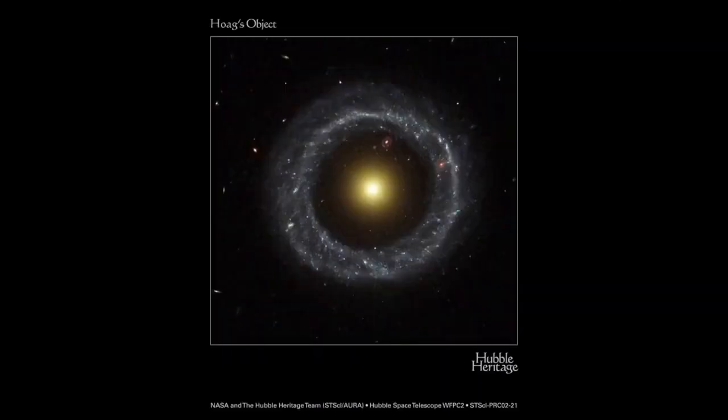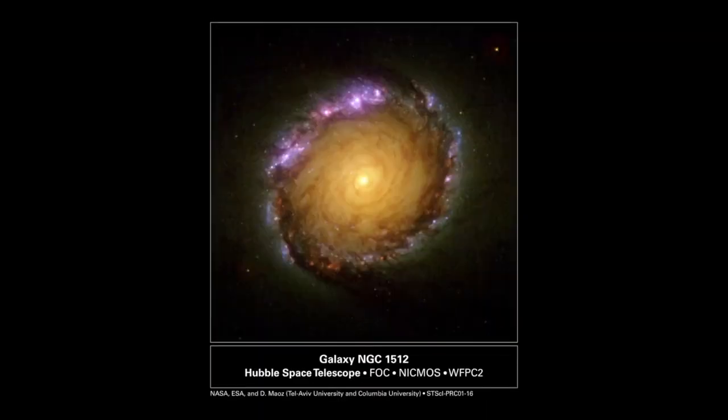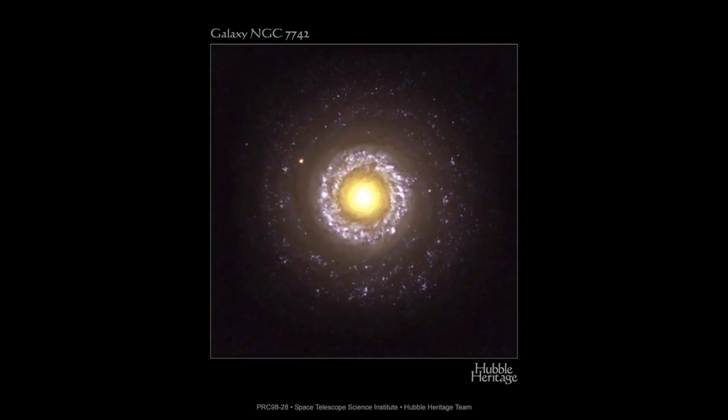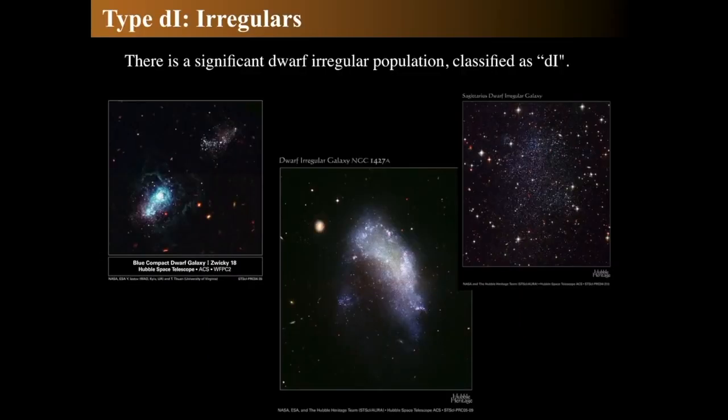And here's another strange looking irregular called Hoag's object, which is a Hubble image, and so star formation in a ring. There's another one, the center of NGC 1512, which is a ring-like structure. This galaxy has a bar, and then that bar has a ring, and so it's kind of a double-ringed galaxy, so we call this an irregular. Another irregular ring structure.